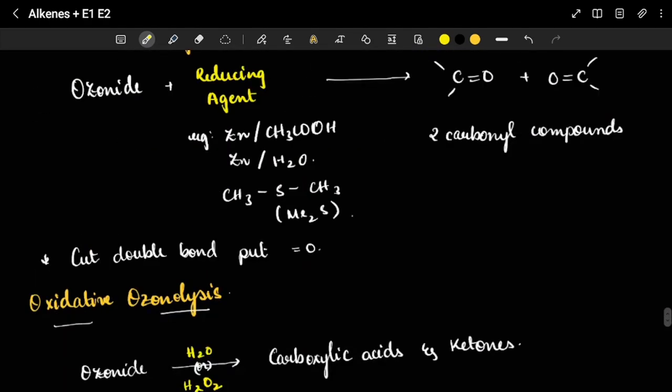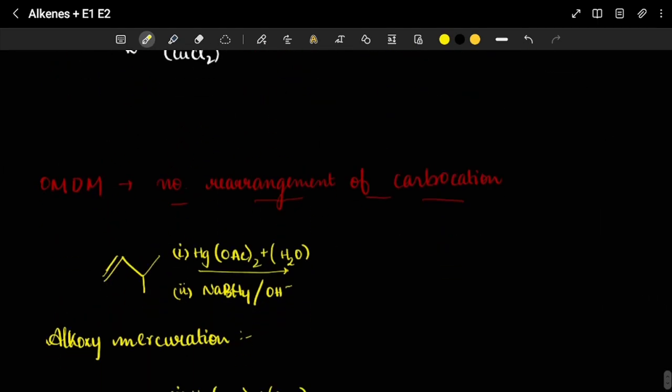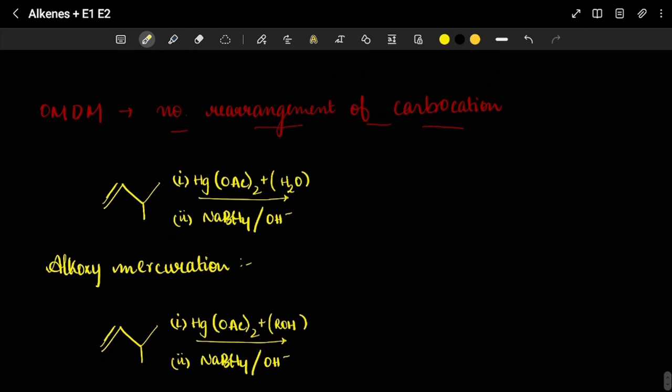Now, let's solve just 3 questions on OMDM. A very important thing, as we have discussed the mechanism, you can clearly see no rearrangement of carbocation takes place. In other cases of halohydrogenation, if carbocation is forming, you can rearrange it. But here, carbocation itself is not forming. A delta plus is forming. It's not carbocation. So here, no rearrangement of carbocation.